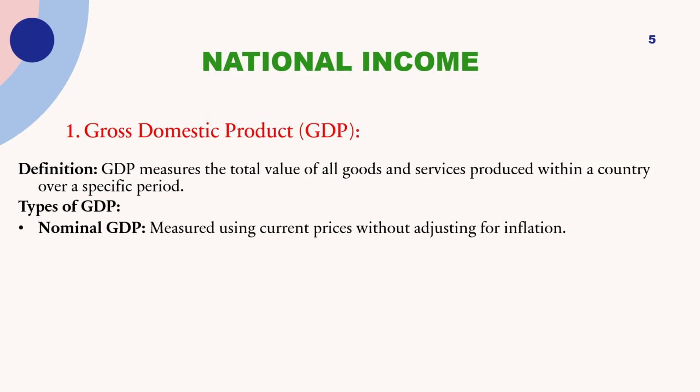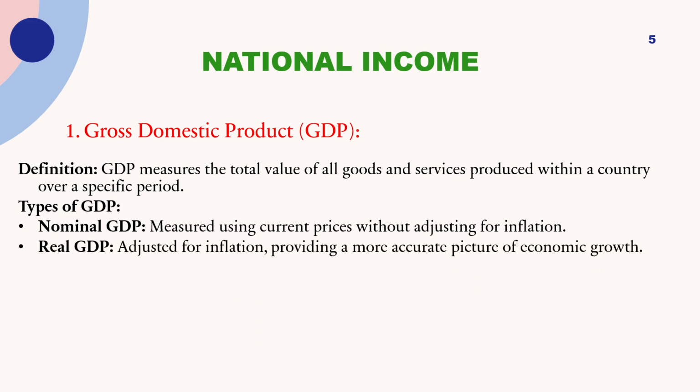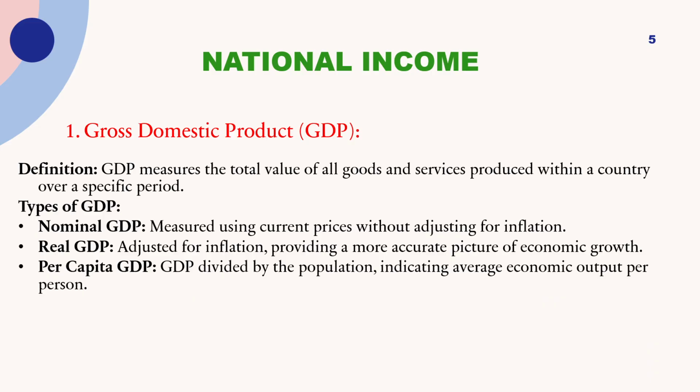Types of GDP. There are different types of GDP. One is nominal GDP, one is real GDP, and another is per capita GDP. What is nominal GDP? Nominal GDP is the measure using current prices without adjusting for inflation. Real GDP is adjusted for inflation, providing a more accurate picture of economic growth. Per capita GDP is GDP divided by the population, indicating average economic output per person.